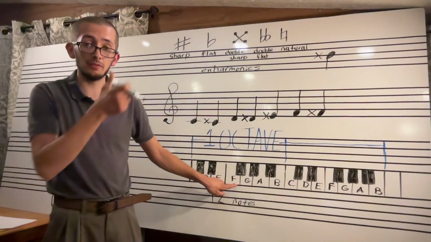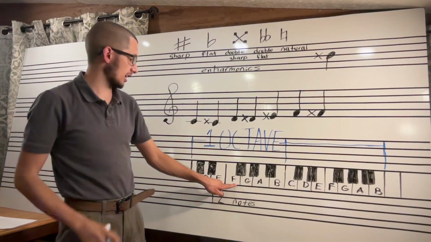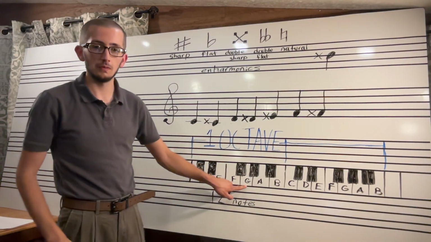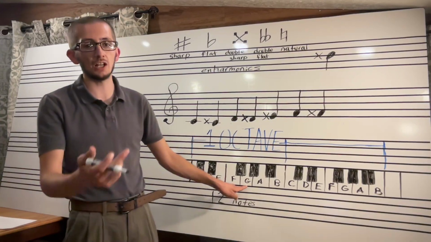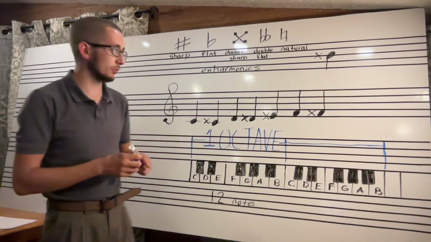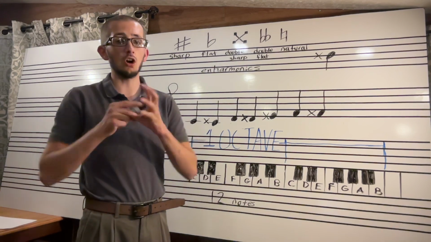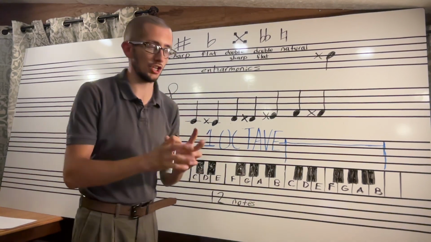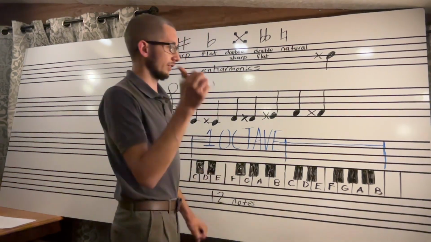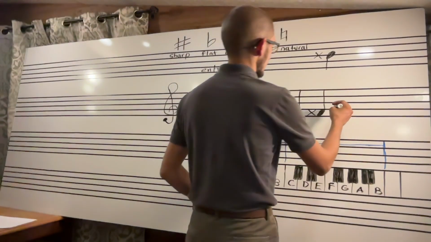All right, we're here at F. We raise that up by 2 half steps. 1, 2. You can also think of it as the note G. So F double sharp is an enharmonic equivalent of G. All right, let's add a double sharp to G.